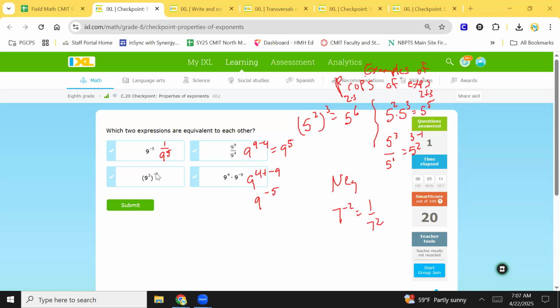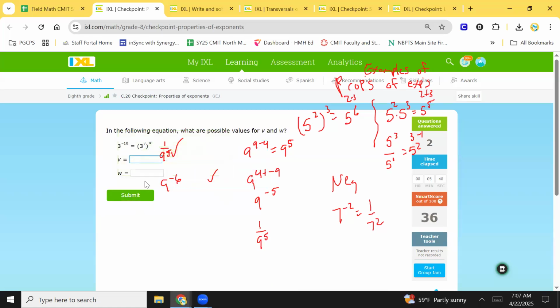And here I'm going to multiply the exponents, which is 2 times negative 3 is negative 6. So that's definitely not. So which two are equivalent? Well, this one, 9 to the negative fifth, would be 1 over 9 to the positive fifth, right? So these two are equivalent. The other ones almost made it, but not quite.